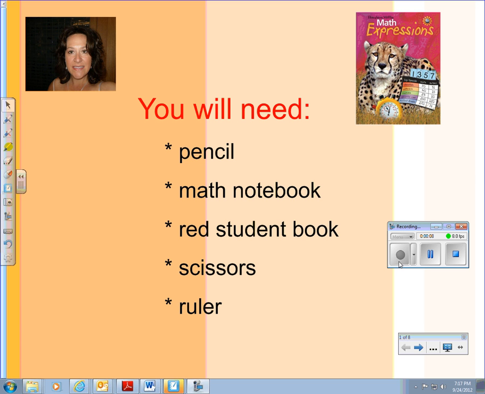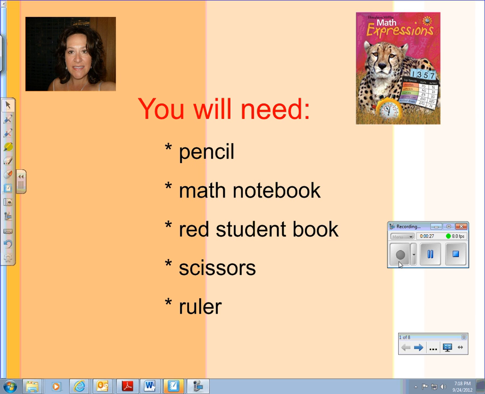For your lesson tonight for math, you're going to need a pencil, a math notebook, your 3-subject notebook, your red or pink student workbook, a pair of scissors, and a ruler. If you don't have that at this time, please pause the video and go get those materials.